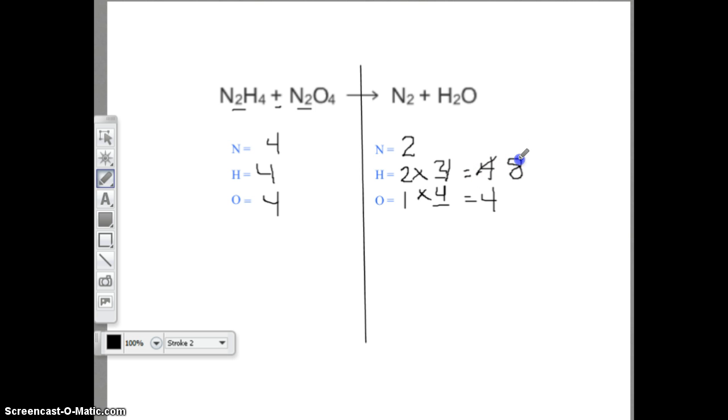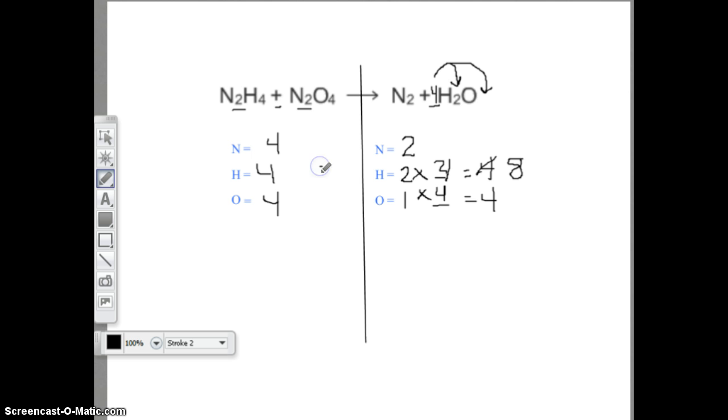So we'll have 8 hydrogens and 4 oxygens. Where am I going to add that? I'm going to add it to the front. So I'm going to put a 4 right there. And then my 4 distributes. So that's how I have 8 hydrogens, 4 times 2. 4 times 1 gives me 4 oxygens. All right. So if I look at my left-hand side, what do I need more of? I need more hydrogens. Okay, so let's balance the hydrogens.